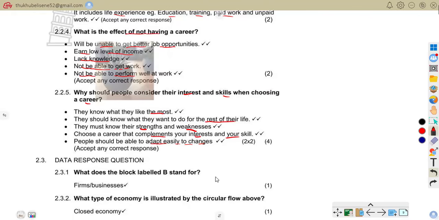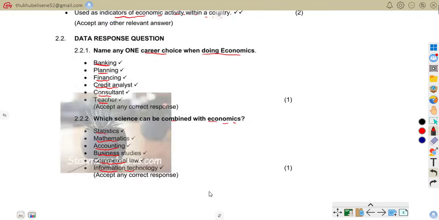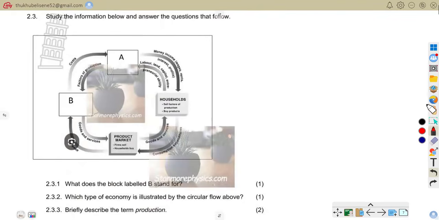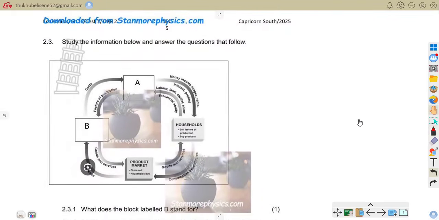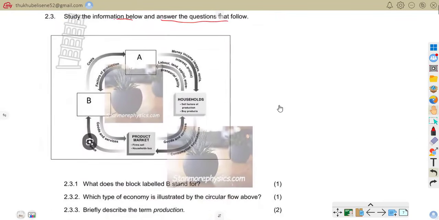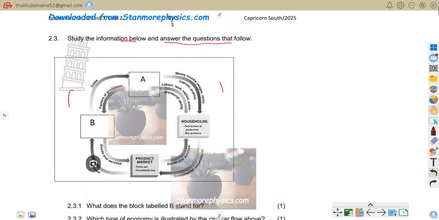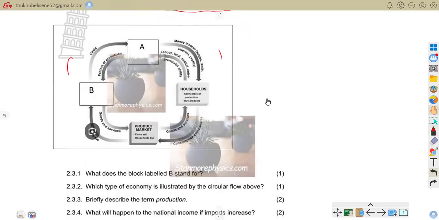So now let us go to 2.3. 2.3 reads as follows: Study the information below and answer the questions that follow. This is what we are to study before we can answer the questions. We can see this is a circular flow. So now we are to answer 2.3.1.